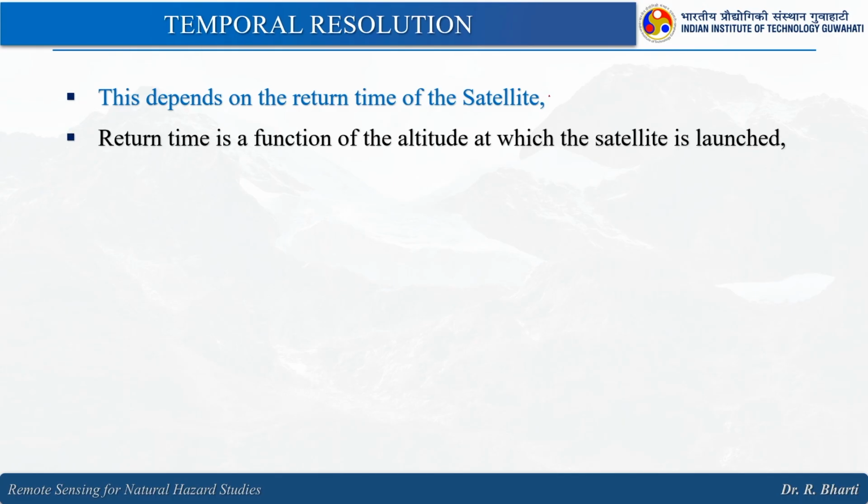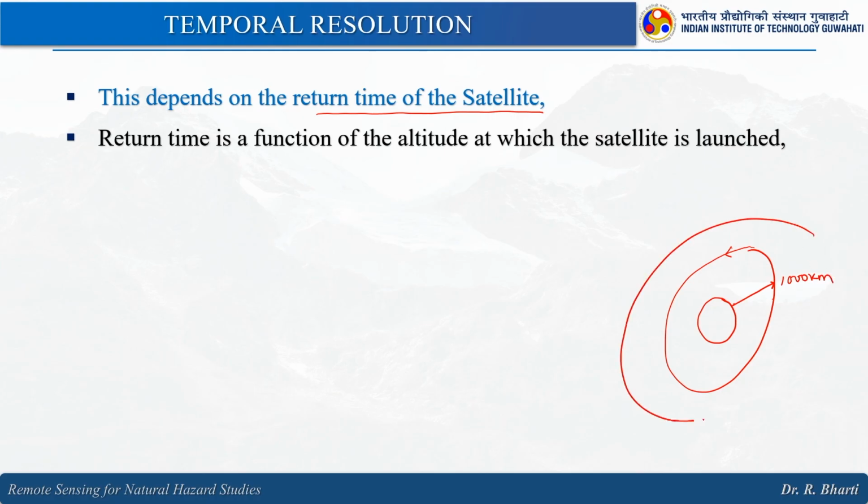So, the temporal resolution depends on the return time of the satellite, because if you remember, this is our earth and the satellite is moving in a fixed path, right. So, this is called the orbit. So, these orbits are fixed. So, if the altitude of this sensor is, let us say, 1000 kilometers, and there is another one which is 2000 or maybe 1800 kilometers.